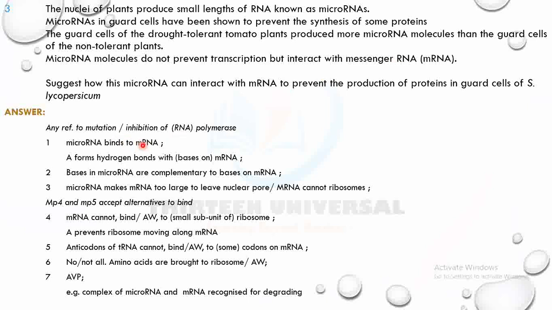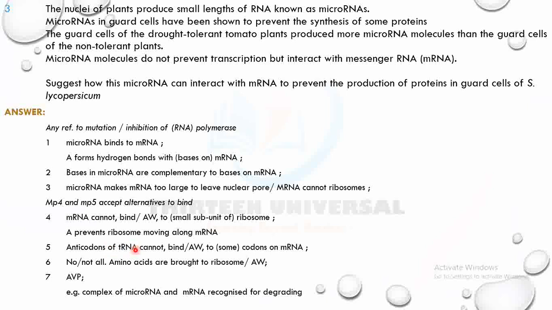So this is going to bind to this because two of them, of course they interact, so forms hydrogen bond between their bases. Bases in microRNA are complementary bases on this, and messenger RNA cannot bind to small subunit of ribosome. It prevents ribosome from moving along, so ribosome cannot move along mRNA. So it stops mRNA from acting as template for translation.